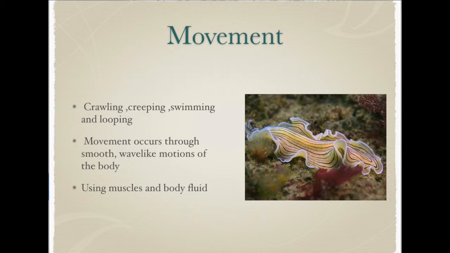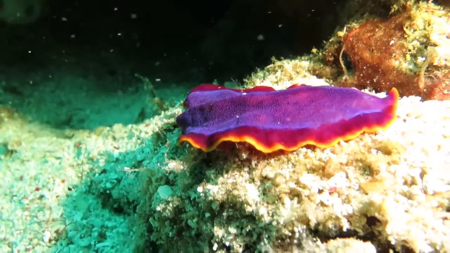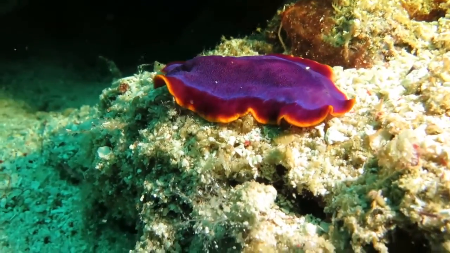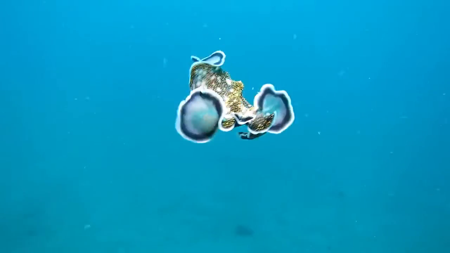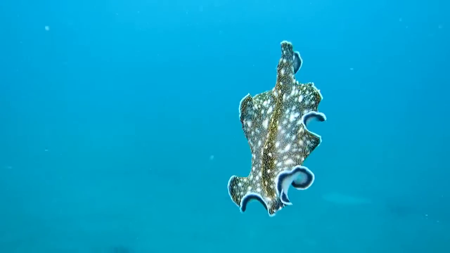The tiger flatworm moves in a variety of ways: crawling, creeping, swimming, and looping. Movement occurs through smooth wave-like motions of the body, or undulations, by using muscle and body fluid that is kept under pressure in the mesoderm.